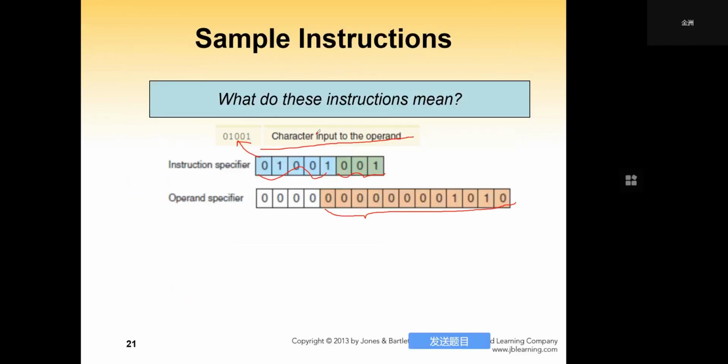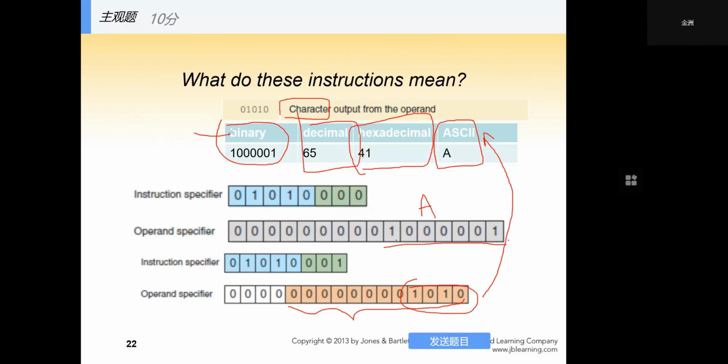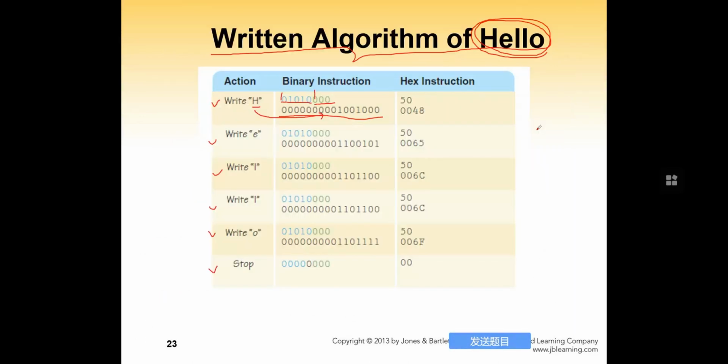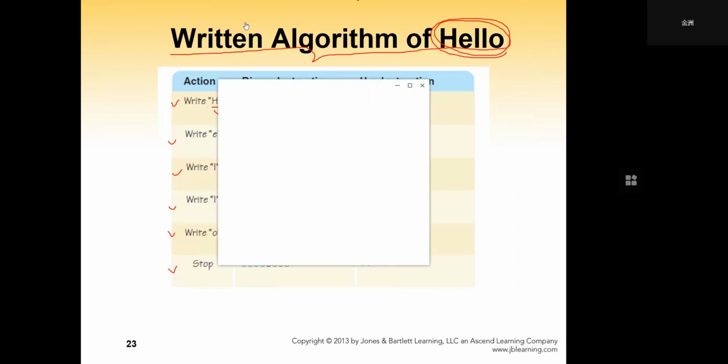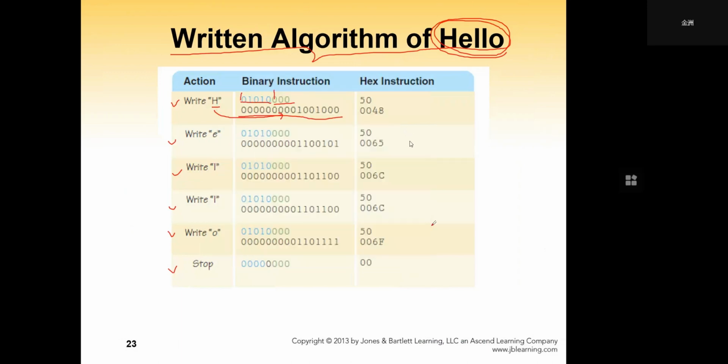It's similar to this one, okay? For a binary string, it has a corresponding ASCII number. So for this, we need to refer to the ASCII encoding table to check.